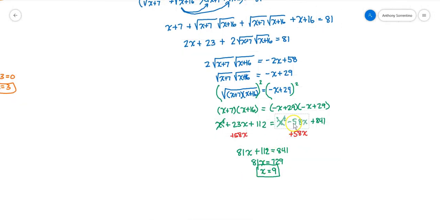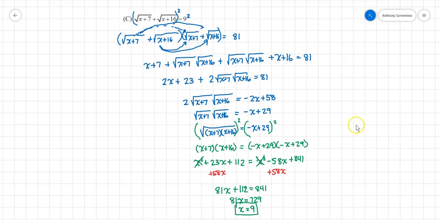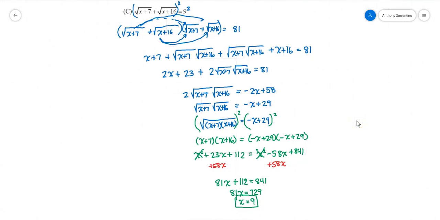I don't want to move that. All of this work I had done, again, was working under the assumption that both of these radicals existed. And for that to be the case, for the first radical to work, x had to be greater than or equal to -7. And for the second one to work, x had to be greater than or equal to -16.